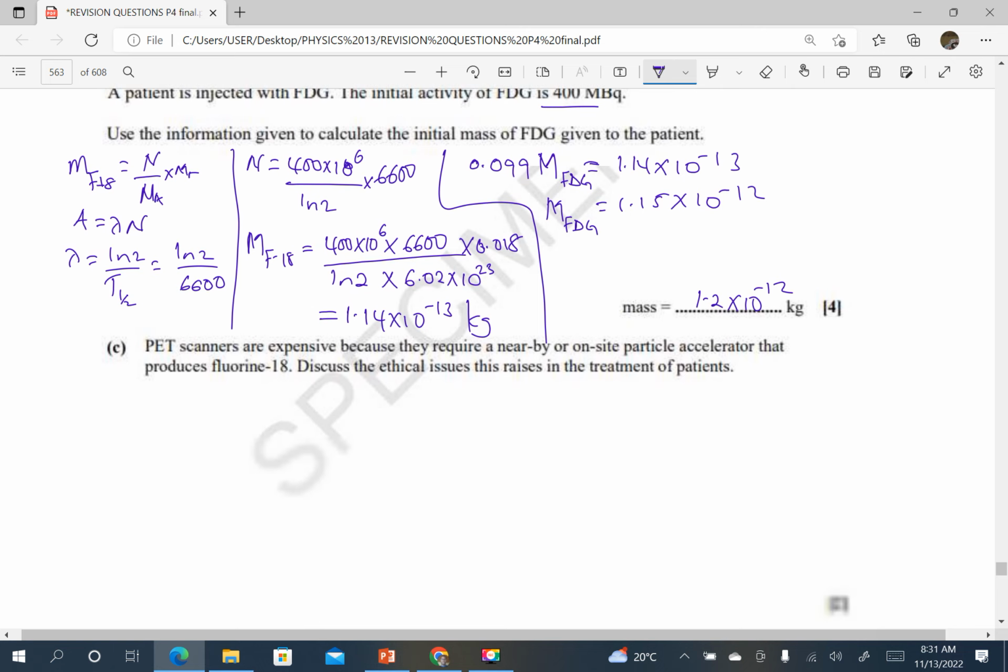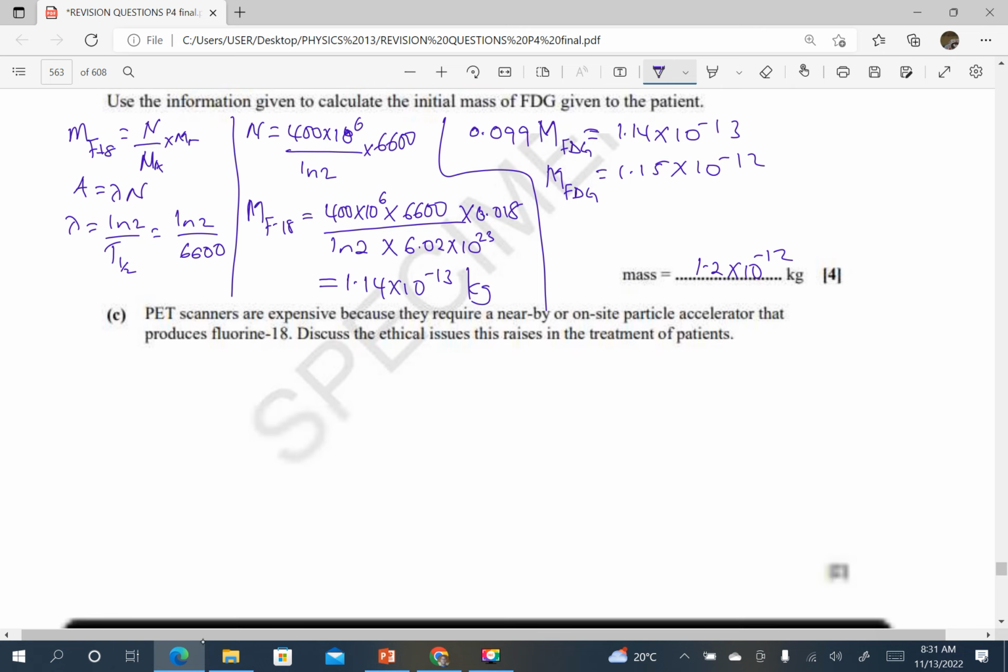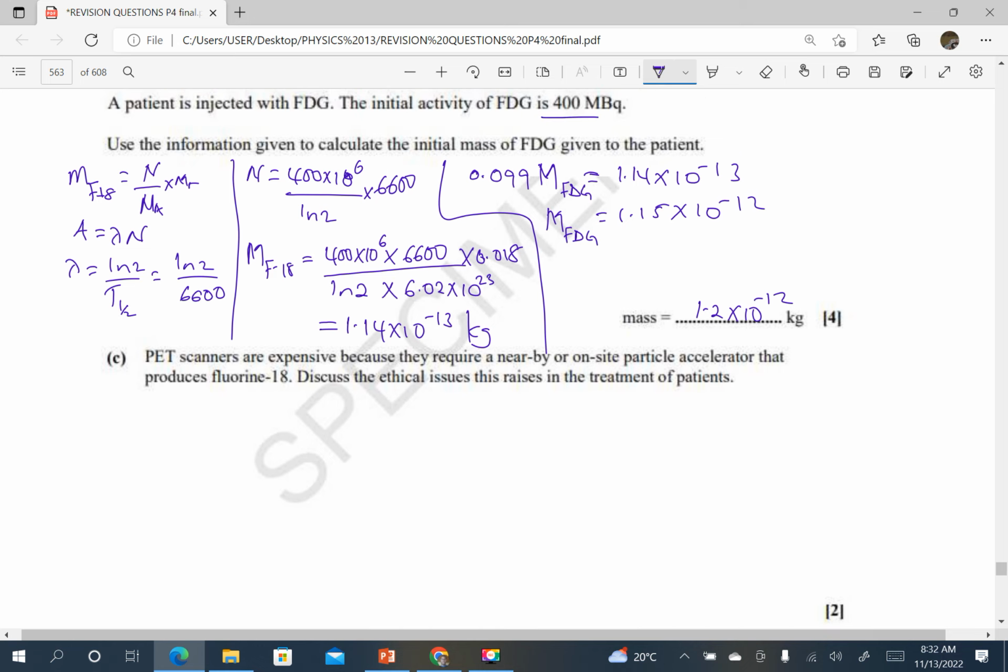Last but not least, PET scanners are expensive because they require a nearby or on-site particle accelerator that produces fluorine-18. Discuss the ethical issues that this raises in the treatment of patients. So we have already said that not all patients will be able to undergo this scan because of their location. This would involve long waiting lists and so on and so forth. Because fluorine-18 has a short shelf life, it can be stored for only a small period of time.